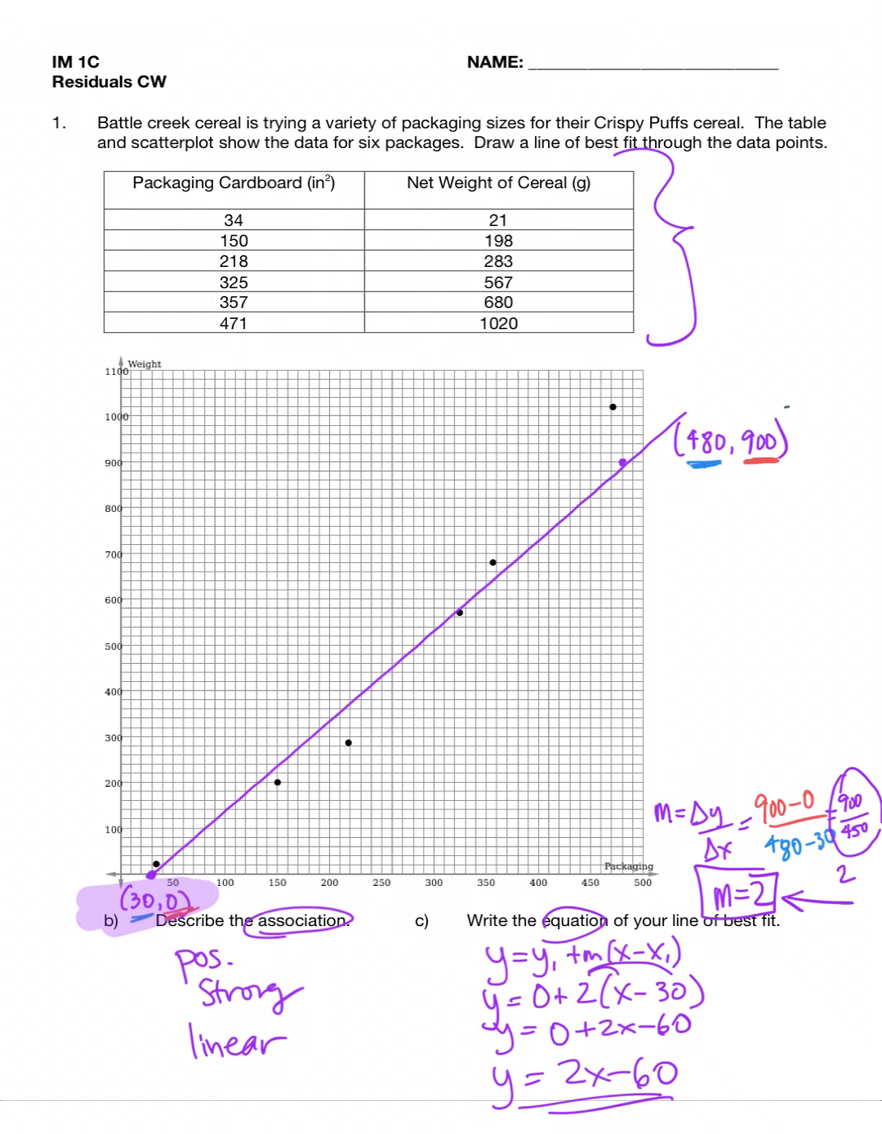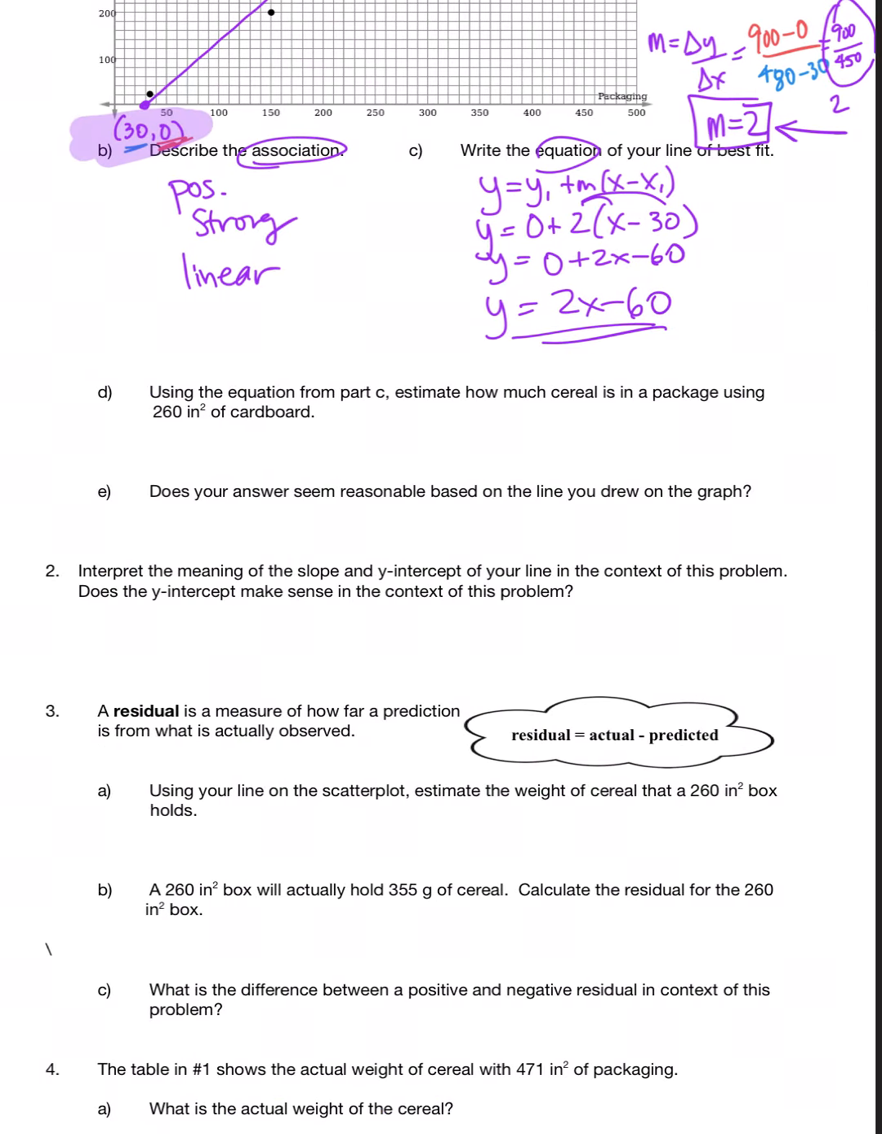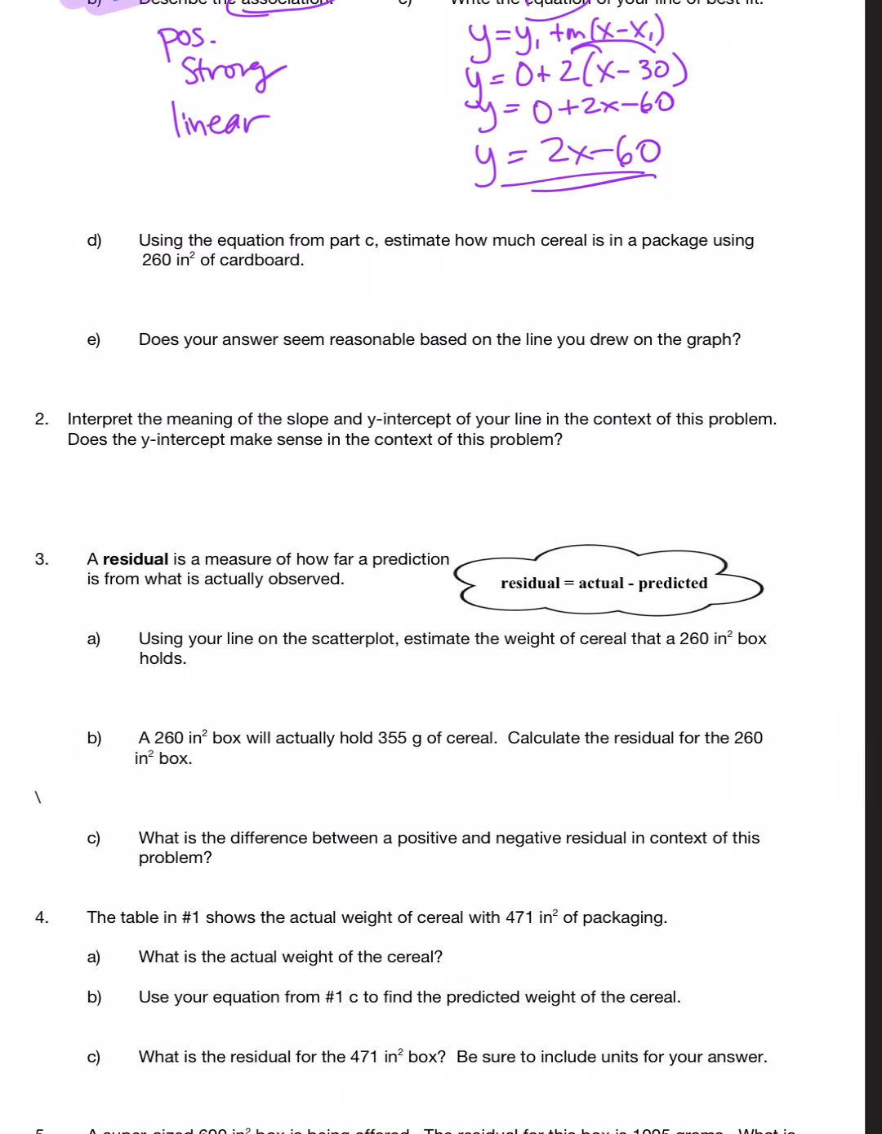line of best fit. Okay, so I'm going to scoot this up. You guys are going to turn your page. And I'm going to rewrite that equation at the top. Actually, I don't need to rewrite it, but you might need to on your next page. But you can see I'll highlight it. This is the equation we're going to keep using over and over and over again. It says, using the equation from part C, that's what I just highlighted, estimate how much cereal is in a package using 260 inches of cardboard.